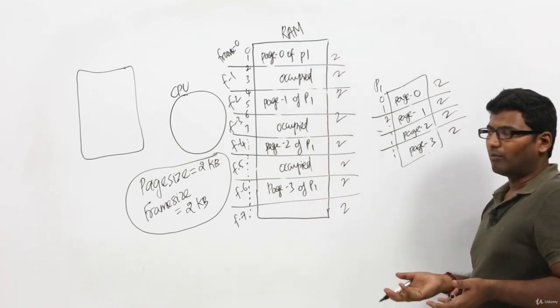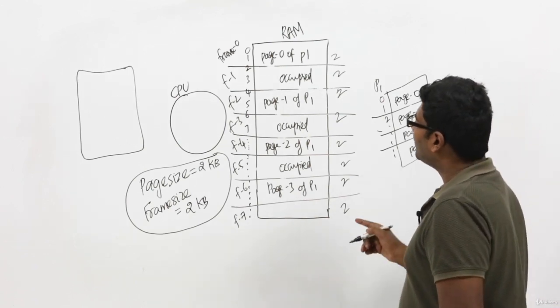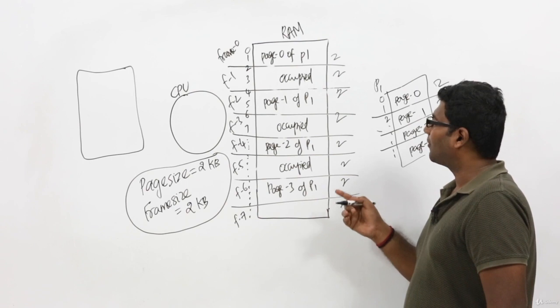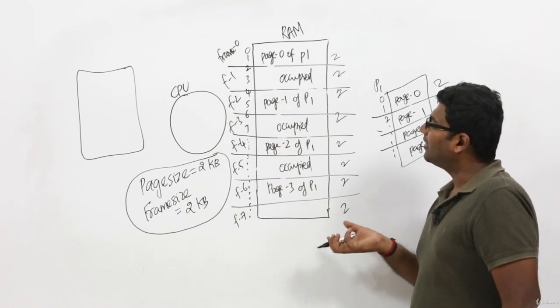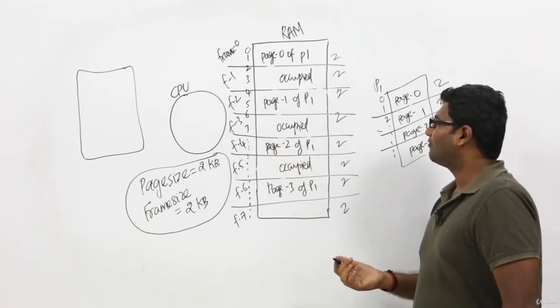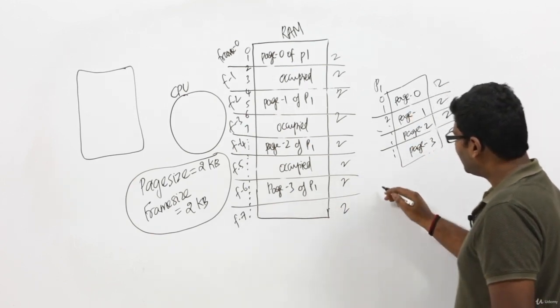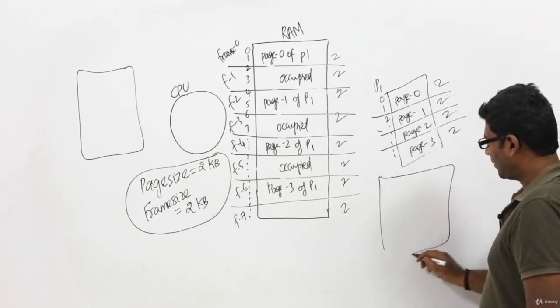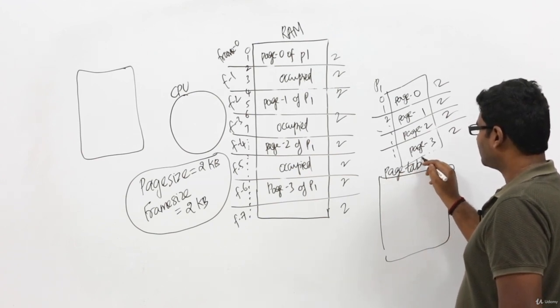Now what is the problem here? The problem here is it is very difficult to go to a particular address of process P1 because the pages are placed in non-contiguous addresses, and it is very difficult for the CPU to exactly find out the address of a particular line of P1, right? That is the disadvantage. Now what we do is we maintain something called a page table.